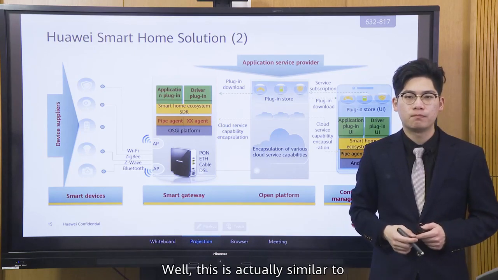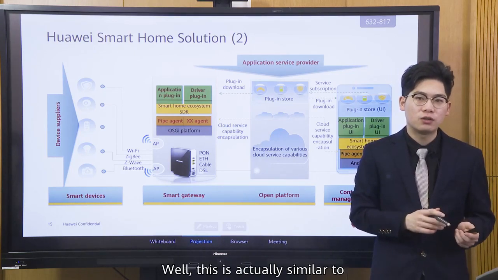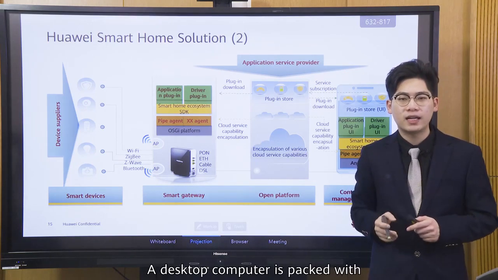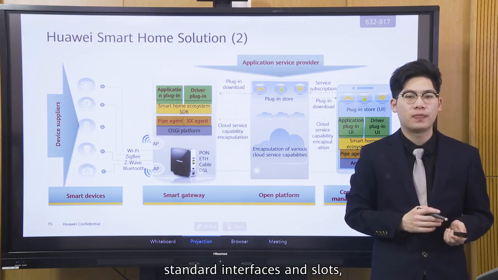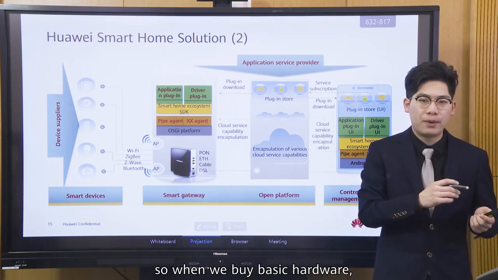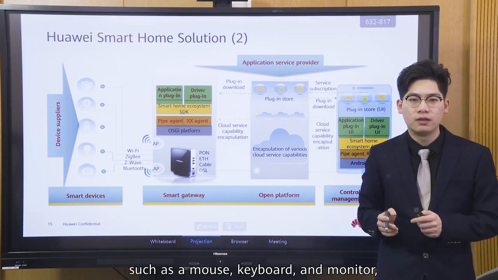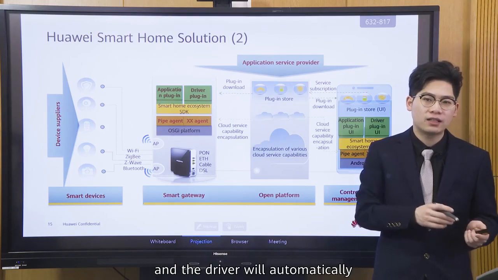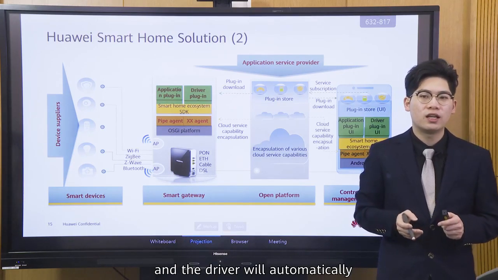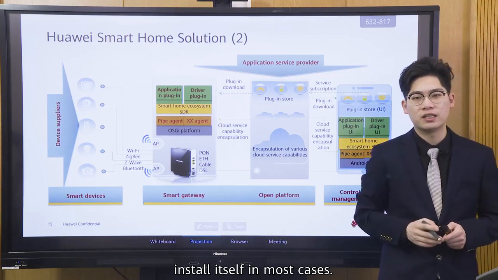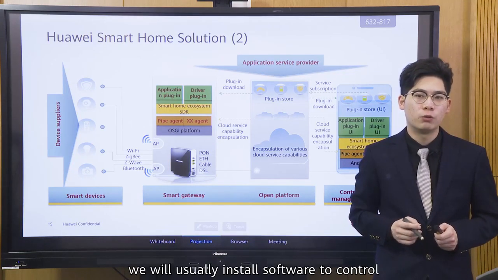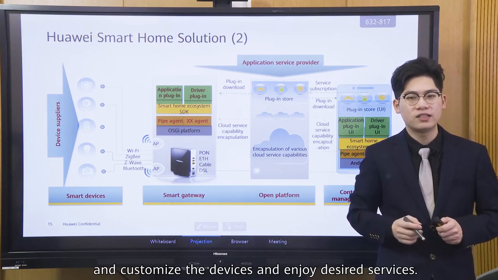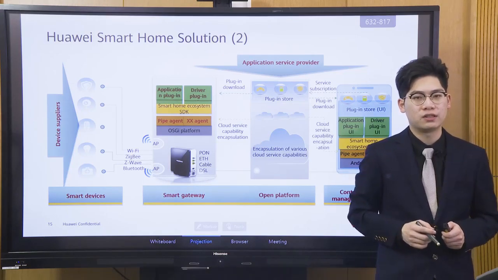How can we implement open smart gateways? Well, this is actually similar to using a desktop computer. A desktop computer is packaged with standard interfaces and slots. So when we buy basic hardware, such as a mouse, keyboard, or monitor, all we need to do is simply connect, and the driver will automatically install itself in most cases. Once this is done, we will usually install software to control and customize the devices and enjoy desired services.